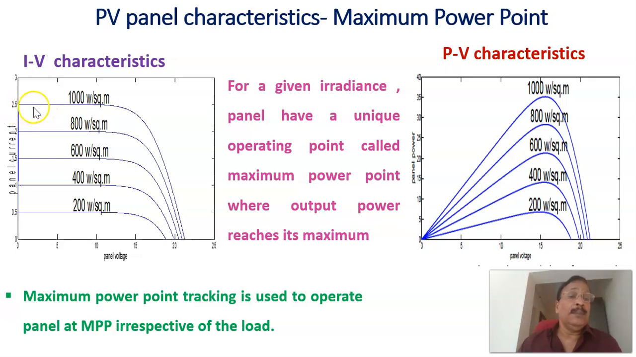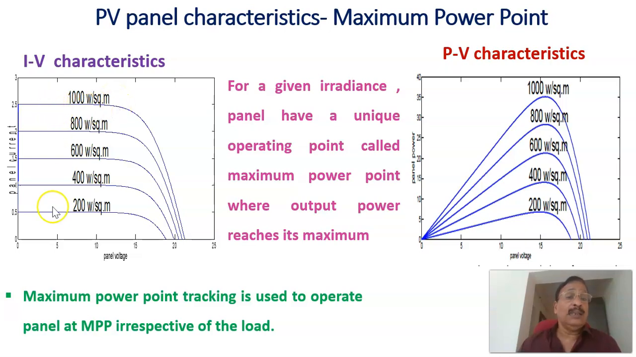In that one, this is the current versus voltage characteristics, and this is what we call the short circuit current, and this is called the open circuit voltage. Therefore, this is the voltage axis and this is the current axis, and this is the IV characteristics corresponding to 1000 watts per meter square of irradiance.